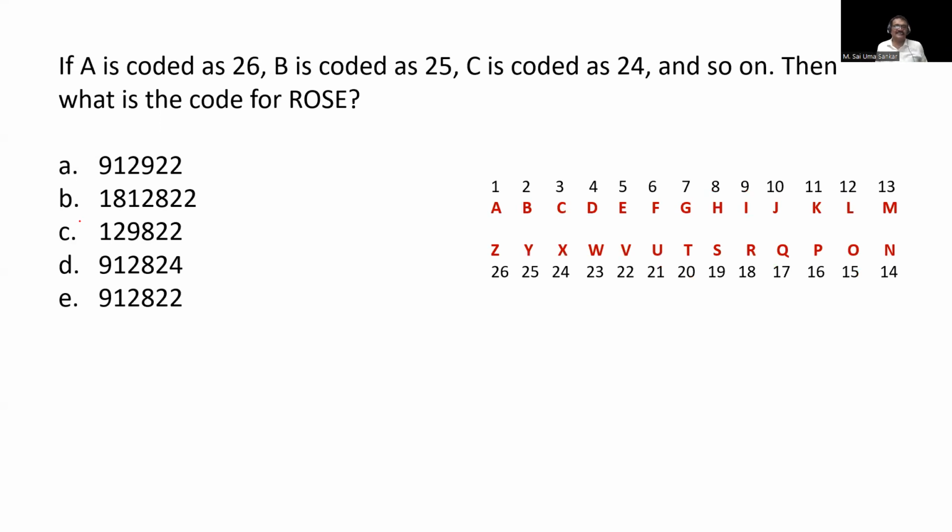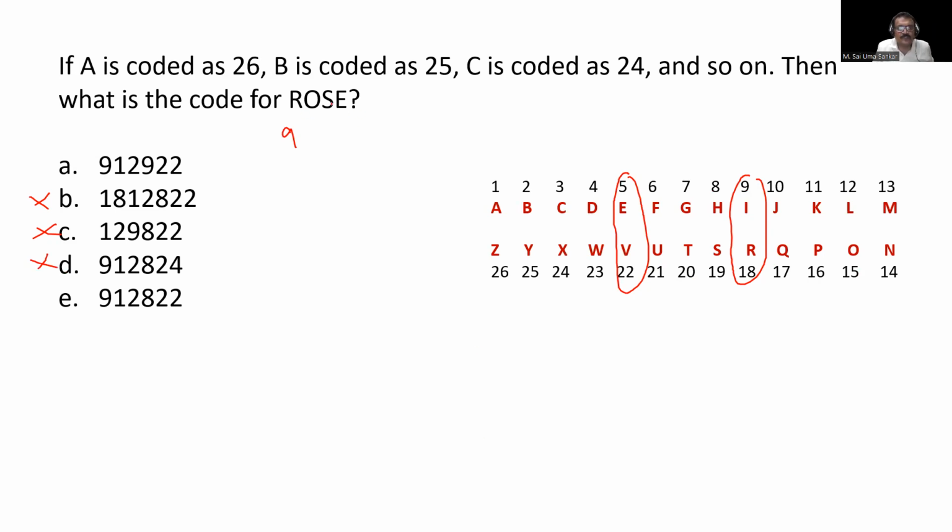If A is called 26, it's clearly mentioned, just a reverse order. What is the Z? That is equal to 1. Then what is the ROSE? Reverse order: R is 9. Just write down 9. Gets cancelled. And what is the E? 5. What is the V? That is equal to 22. So what happened? The 22 here gets cancelled.